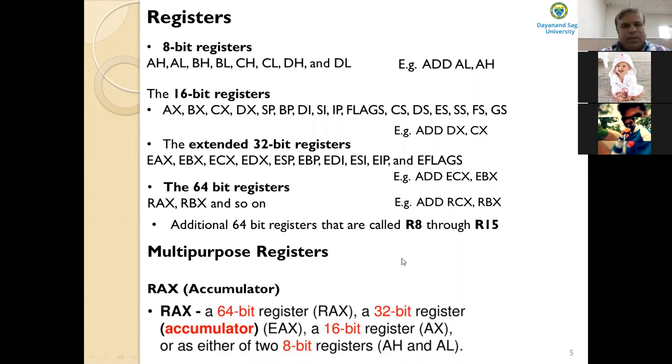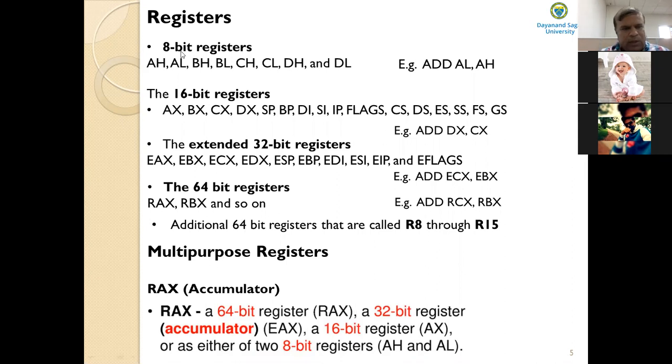Note here, some of the registers are used as general purpose registers or multi-purpose registers. What do we mean by general purpose registers? These registers are used for almost any purpose, so that is why they are called multi-purpose or general purpose registers. Some of these registers are used as special purpose registers, because they are used for special purposes only, such as storing the object address, holding the address of the next instruction, and so on.